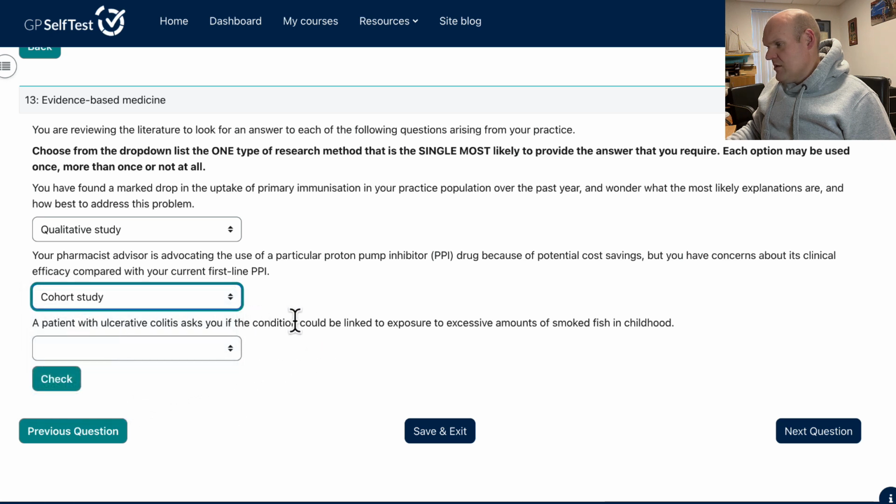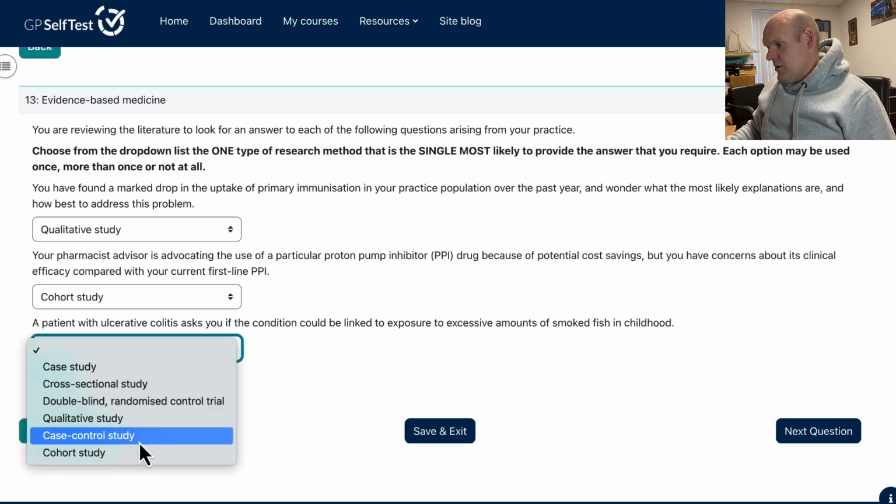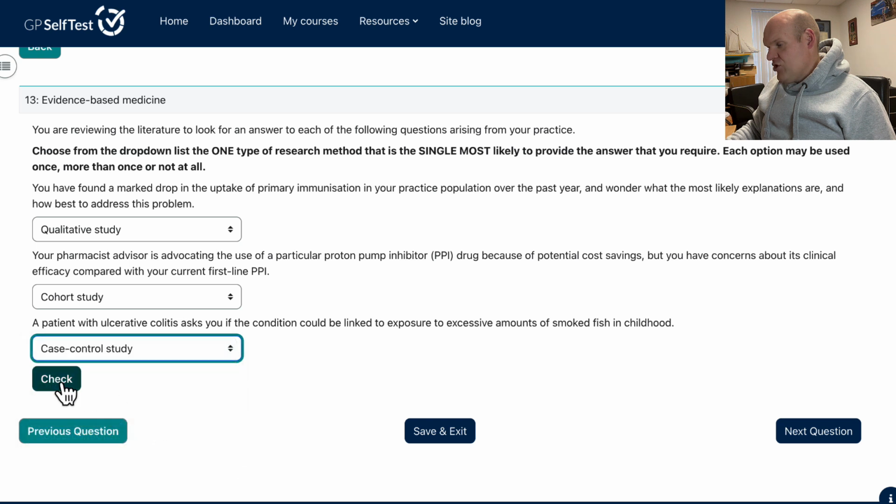Patient asks you if the condition could be linked to exposure to excessive amounts of smoked fish in childhood. So you're looking at retrospective data. And I want to say it'll be that one. So let's check.